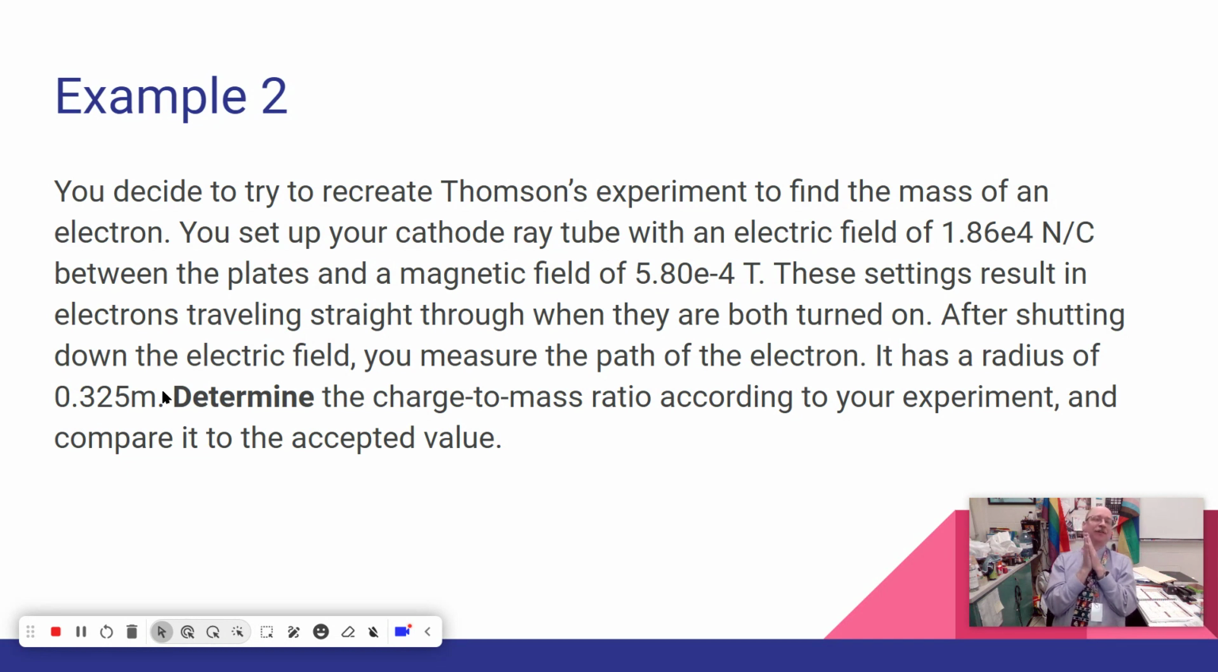So it basically tells you, yeah, we set up a cathode ray tube experiment like J.J. Thomson's. We had the electric field and the magnetic field turned on. When we did that, electrons went straight through. After we tinkered and got those two things set, we turned off the electric field, and we watch as the electron goes through a path that would have had a radius of 0.325 meters. Using all this information, what's the charge to mass ratio of the electron?